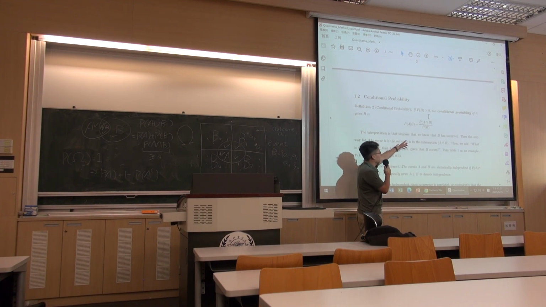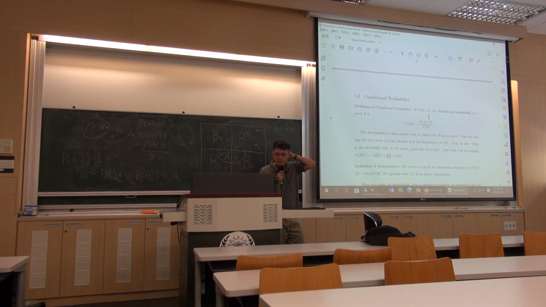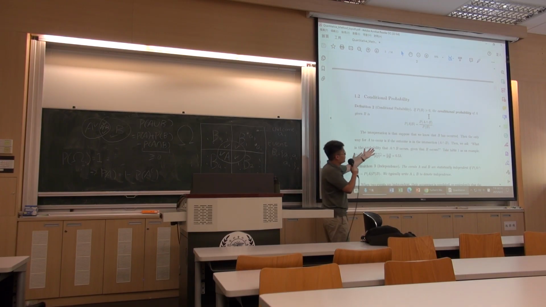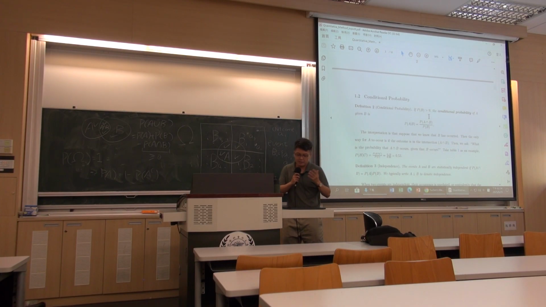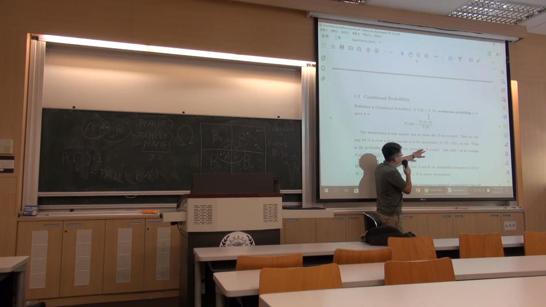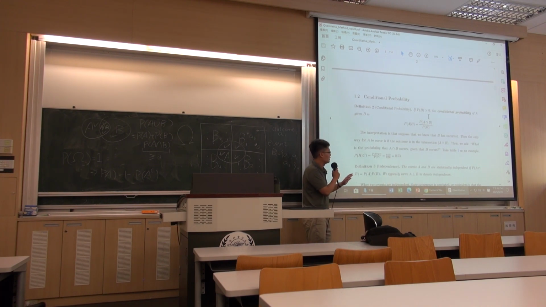It is divided by the probability of event B here. So the interpretation of this one would be that we already know the event B happens, and now we are interested in the probability that A happens as well. Okay, so that's why we are looking at the intersection of event A and event B instead of just event A itself.